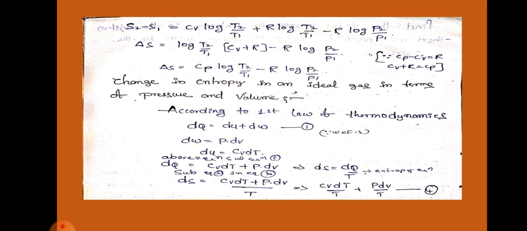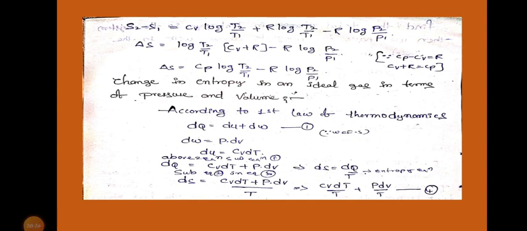So therefore finally ds is equal to log T2 by T1 of Cv plus R, minus R log P2 by P1. Since Cp minus Cv is equal to R, Cv plus R is equal to Cp. So therefore delta S is equal to Cp log T2 by T1 minus R log P2 by P1. So I will go into next topic, change in entropy in ideal gas in terms of pressure and volume.